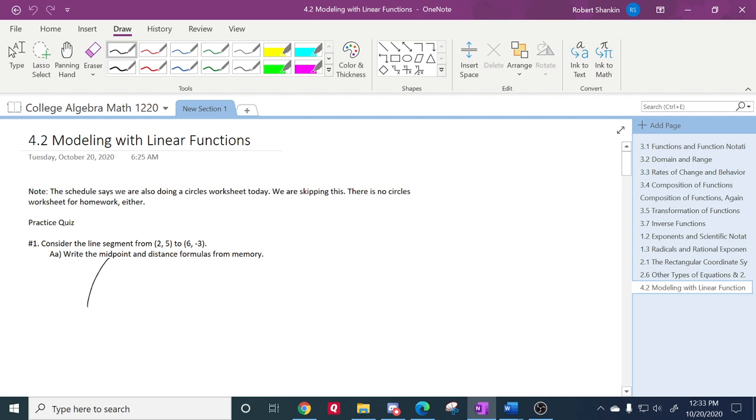Alright, so the midpoint formula. If we think of the points as x1, y1 and the second point x2, y2, the midpoint formula is the average x-coordinate and the average y-coordinate. Averages.